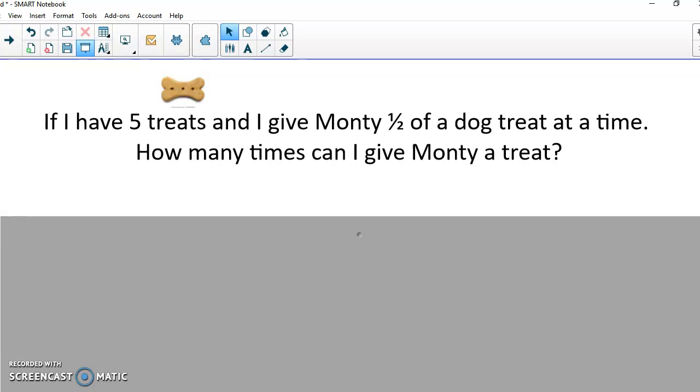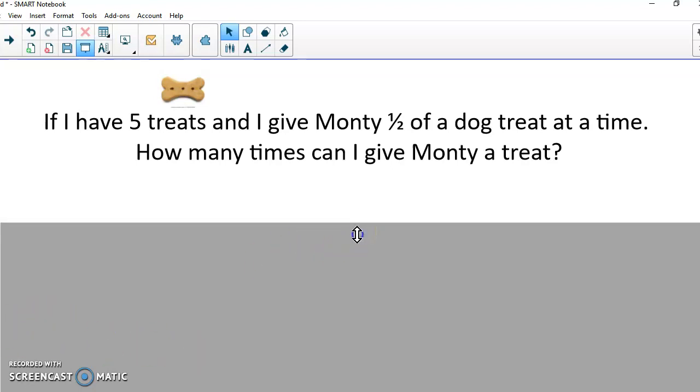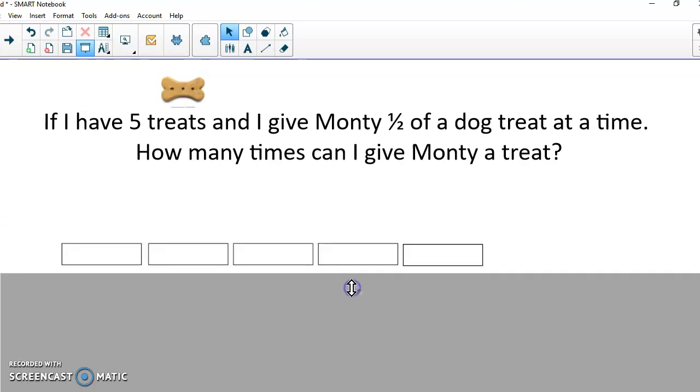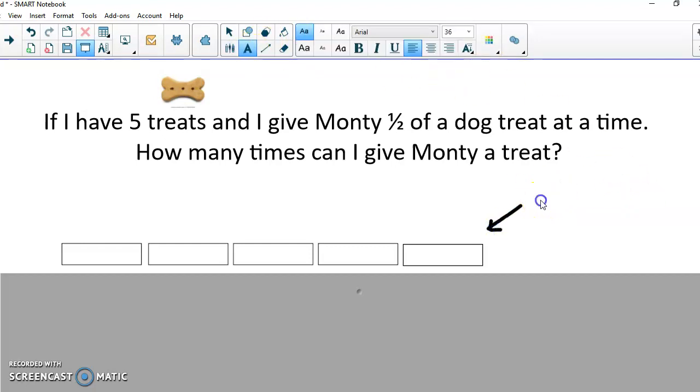So I want you to pause the video. I want you to read it again one more time and think to yourself, what do I know and what can I draw? And make sure you label your drawings. Okay, so I have 5 boxes here, and each one of these boxes represents one treat. So I want to make sure that I label my work.